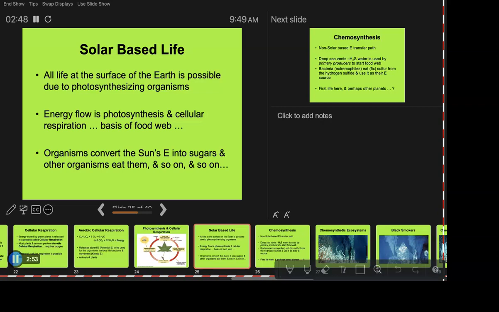You may have heard food chain before. It's called a food web now, okay? Because a chain is way too simple. Again, you probably learned that in fifth grade, not third grade. I think I learned about it. There you go. Thank you. So organisms convert the sun's energy into sugars, and other organisms eat them, so on and so forth. Not going to reiterate everything we just did, but that's summarizing it.